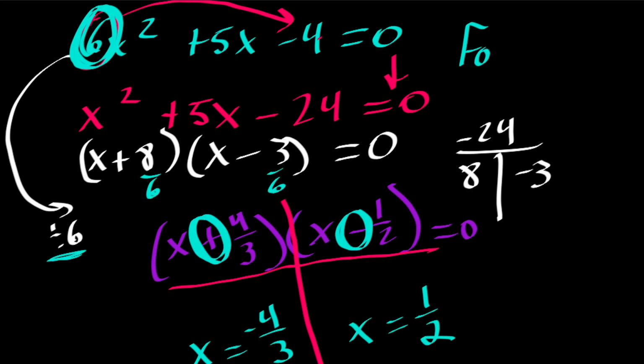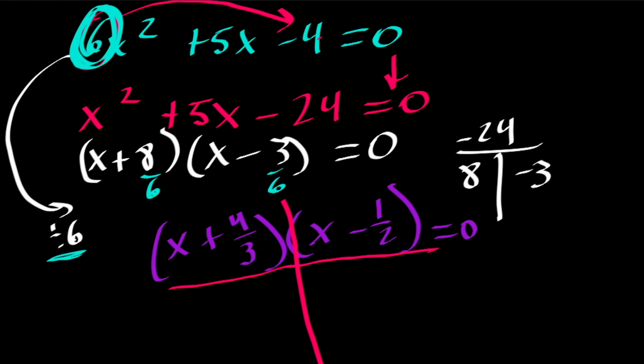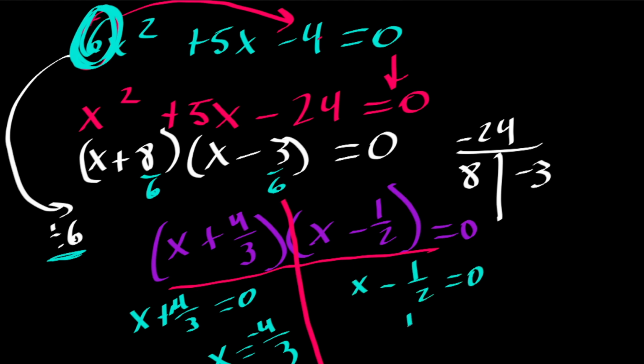So here's what you could also do. You could just set both of these equal to 0 and just solve it like we normally would. You could say x plus 4/3 equals 0, and you could subtract, and that's where we get our negative 4/3 from. You could also set x minus 1/2 equal to 0, and you could add 1/2 to both sides. So that's where we get x equals 1/2. All right, so you can do it this way if you want, or you can use the trick.